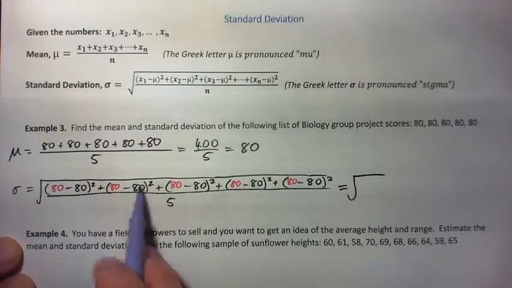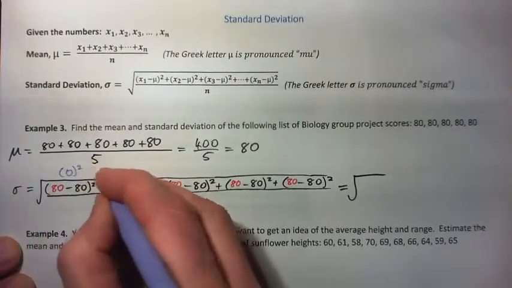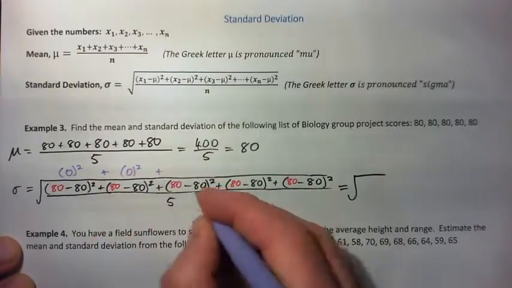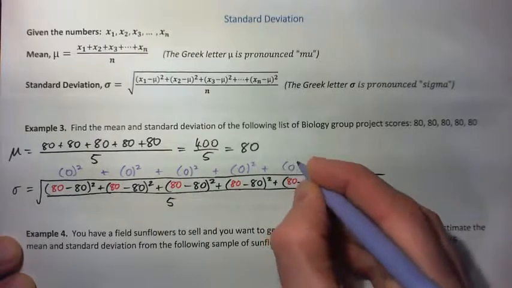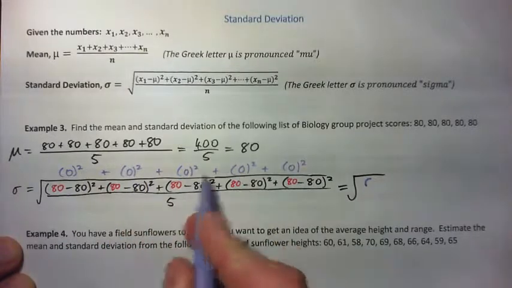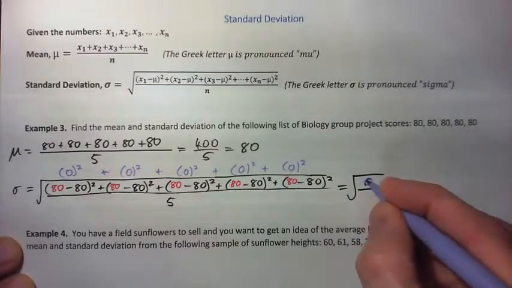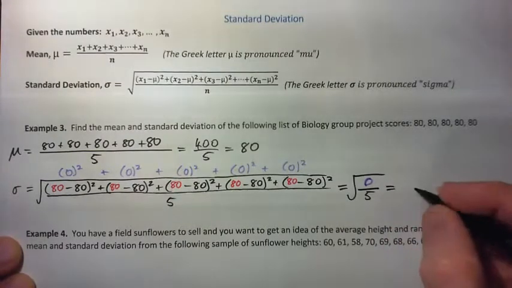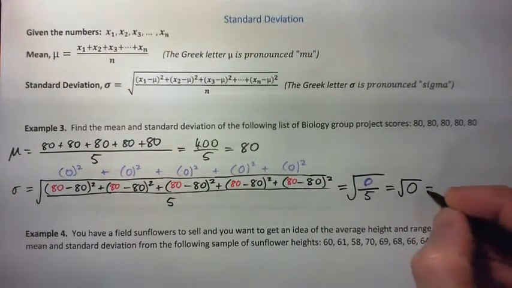Well, if we add the tops up, we get 80 minus 80, 0 squared plus 80 minus 80, 0 squared plus 0 squared, and so on, right? So that gives us 0 squared plus 0 squared plus 0 squared. What does the top make? If you add all the top up, you get 0. Then it's all over 5. So what does that equal? 0 divided by 5 is 0. Now what's the square root of 0?